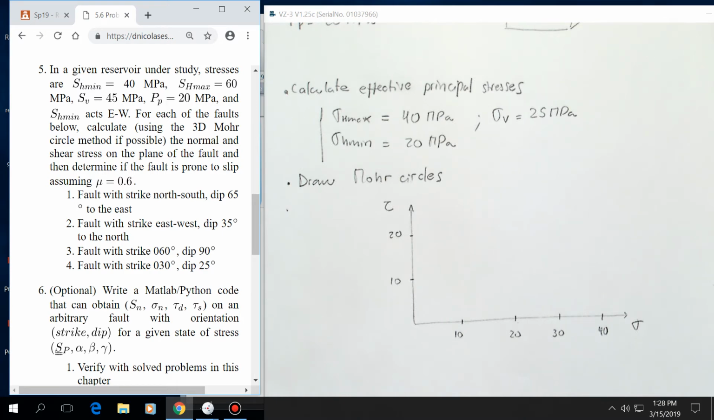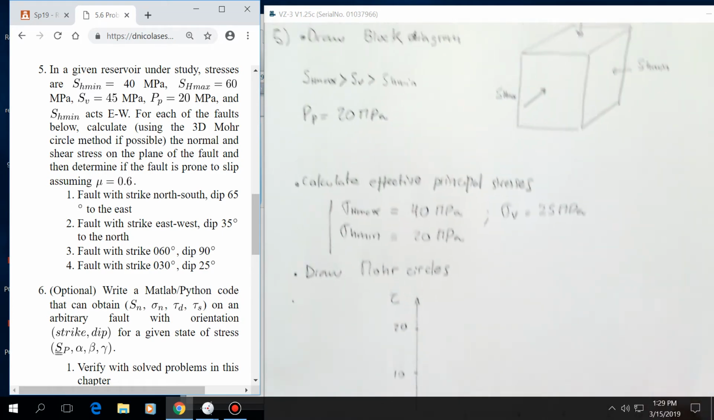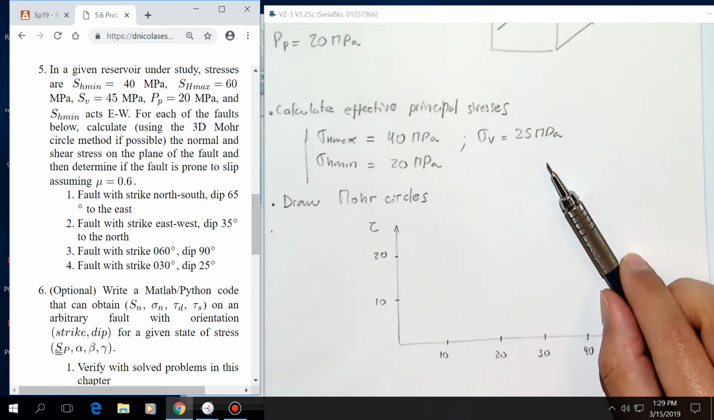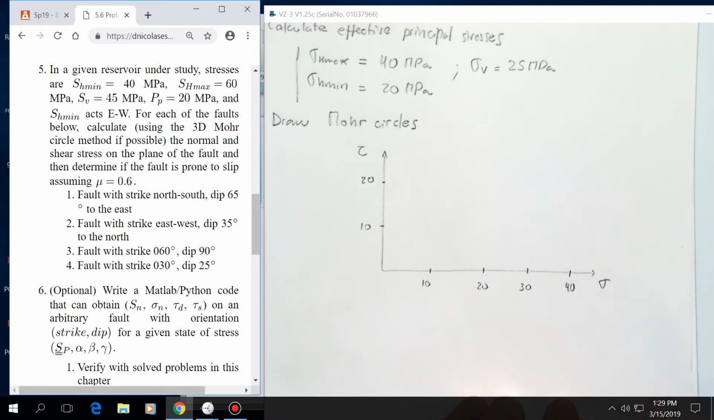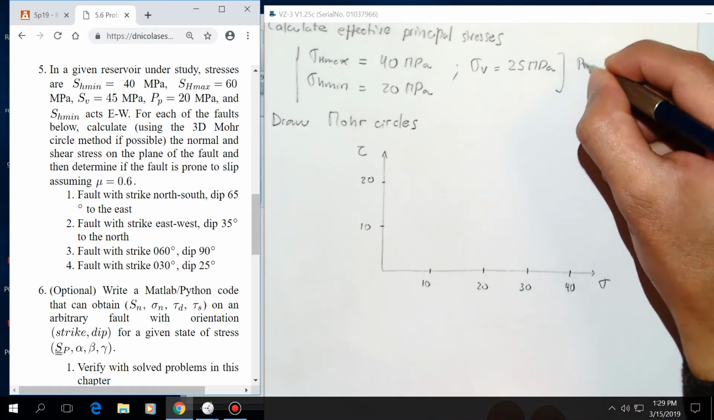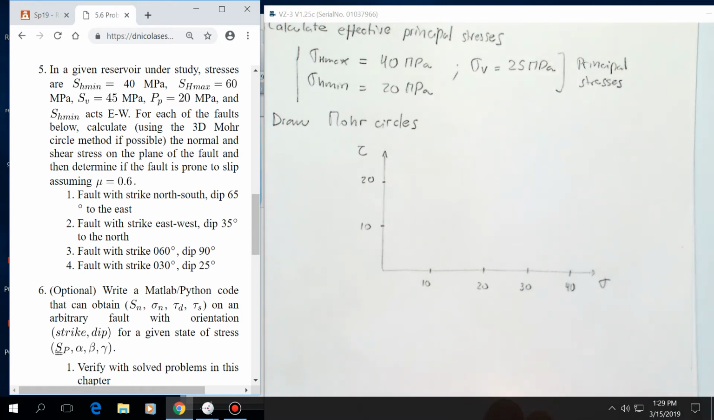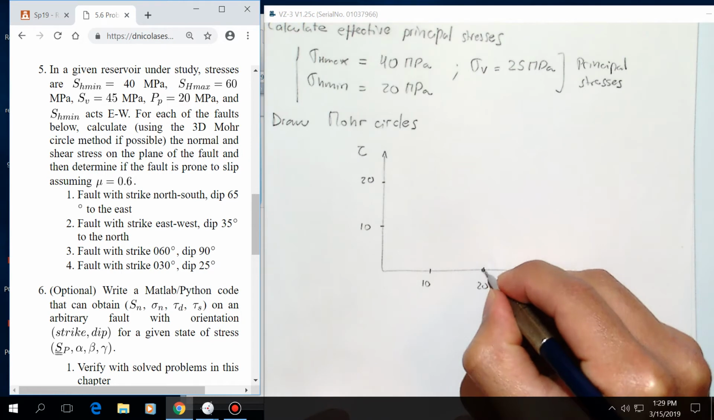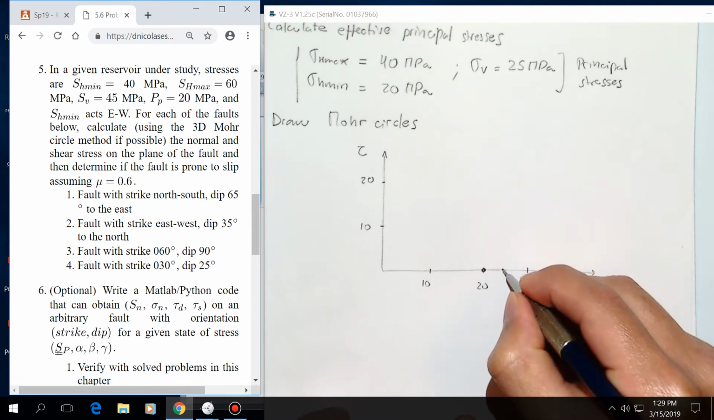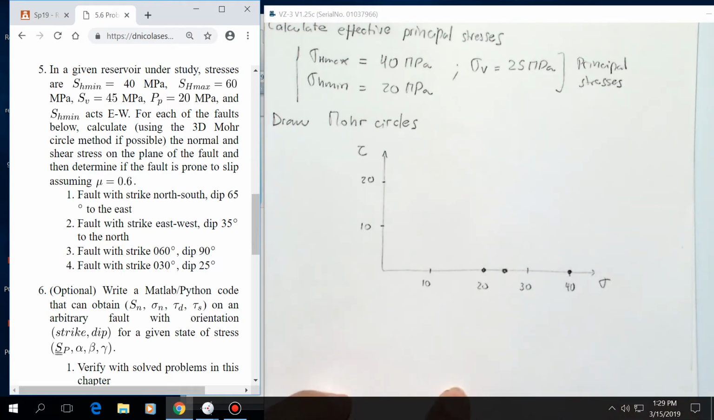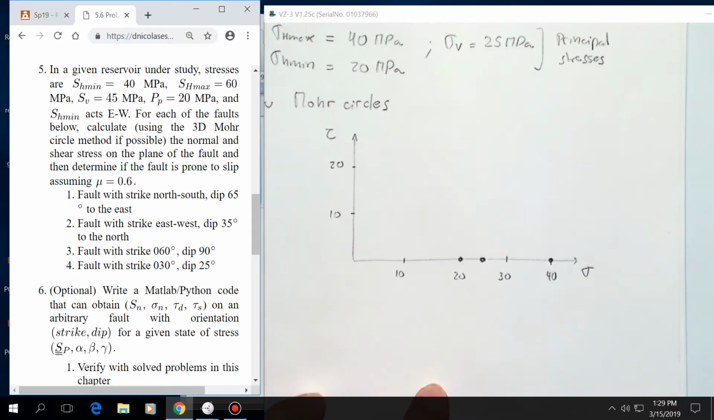All right, guys. Let's continue with this problem. So, as soon as you know the orientation of stresses, you can calculate effective stresses. Now you put those in the Mohr circle. Always, since these are all principal stresses, remember that in the Mohr circle, those are going to be points here on the x-axis. So we have 20, 25, and 40. We can make 3 circles out of these 3 points.